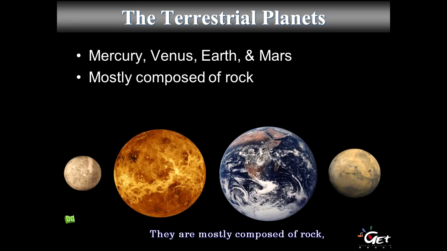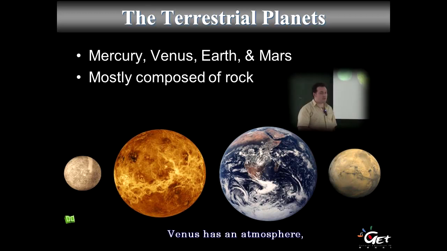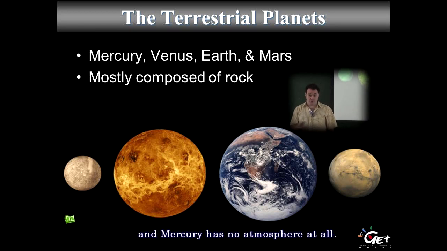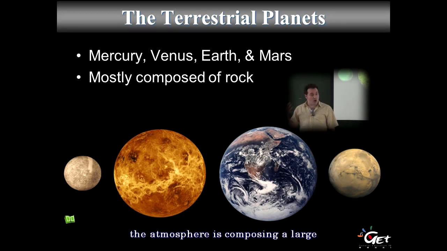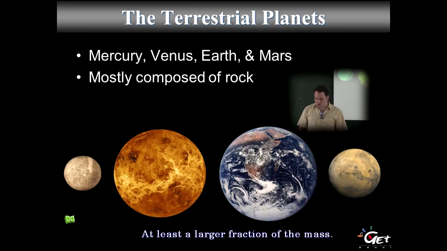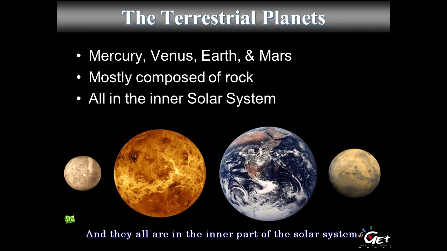They are mostly composed of rock. Also, some of them have an atmosphere. We know that for Earth, and Venus has an atmosphere. Mars has a very, very thin atmosphere. Mercury has no atmosphere at all. But even for Earth, the atmosphere makes up a very tiny fraction of the planet. What we'll see next week when we discuss the gaseous giant planets is that the atmosphere makes up a larger fraction of the mass. And they all are in the inner part of the solar system.